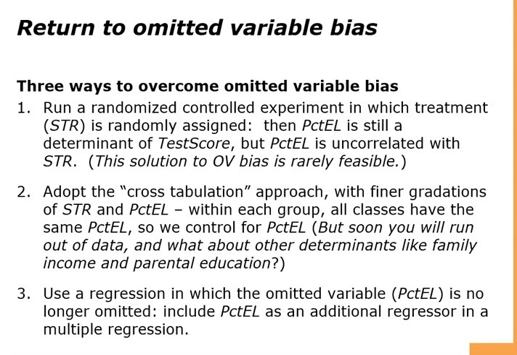Option number three would be use regression, in which the omitted variable, the percentage of English learners, is no longer omitted. You simply add that as one of the other regressors in the regression analysis to get us to a multiple regression analysis, a multivariate regression analysis. Option number three is more often than not the most feasible option, because it does not result in a loss of observations like in option number two, and it's also not expensive to do like option number one.